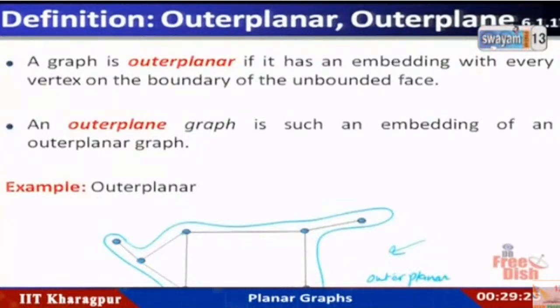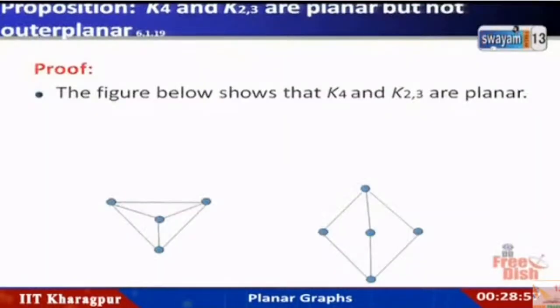Outer planar graph, and we have got this kind of embedding. This is called an outer plane graph. A graph is outer planar if it has an embedding with every vertex on the boundary of an unbounded face, or a graph is called outer planar if it has an outer plane graph as an embedding. Proposition: K4 and K2,3 are planar but not outer planar.